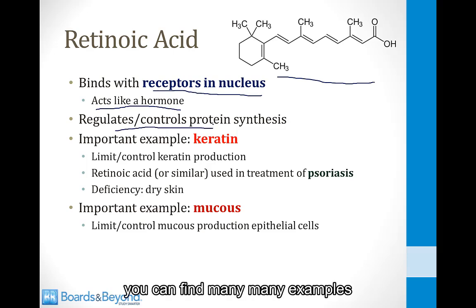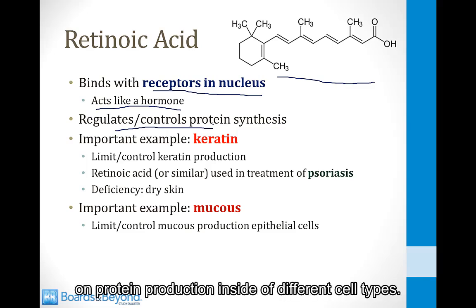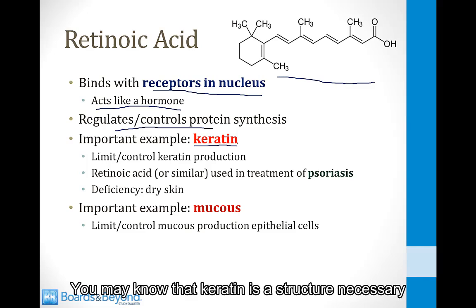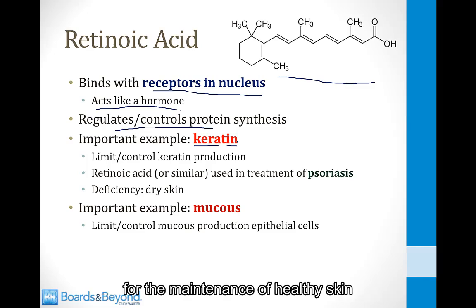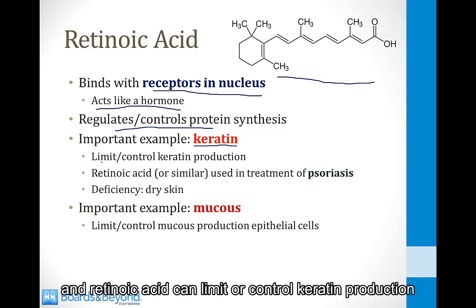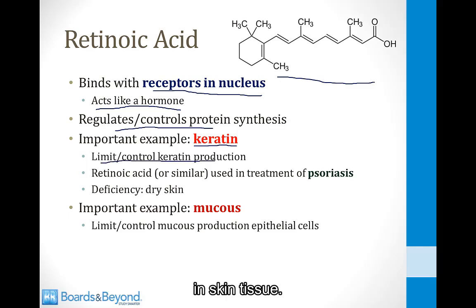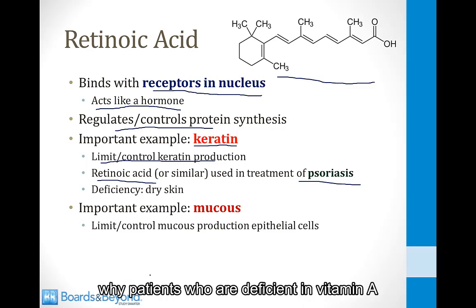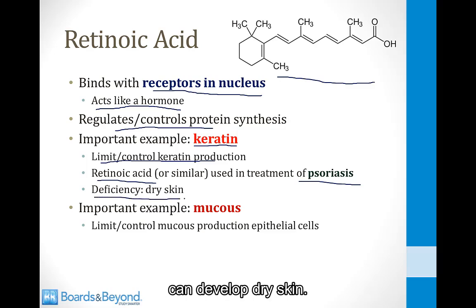And in the literature, you can find many examples of the effects of retinoic acid on protein production inside of different cell types. One important example that's worth knowing has to do with keratin. You may know that keratin is a structure necessary for the maintenance of healthy skin, and retinoic acid can limit or control keratin production in skin tissue. If you know this, it will help you remember that retinoic acid or similar structures are often used in the treatment of different skin disorders, including psoriasis and acne, and we'll talk more about that a little bit later. This effect on keratin also explains why patients who are deficient in vitamin A can develop dry skin.